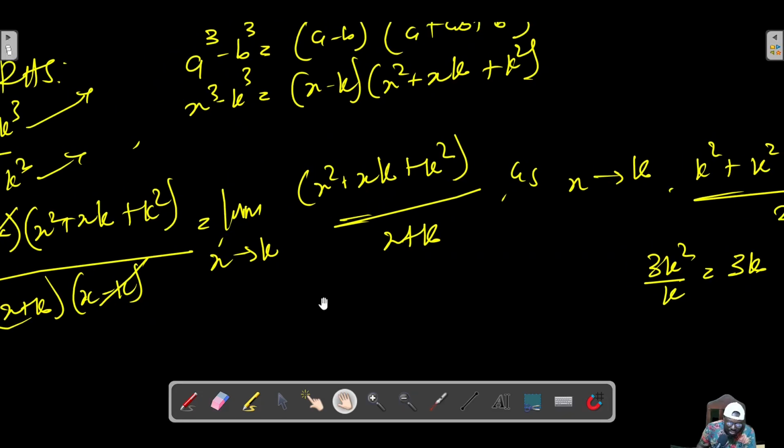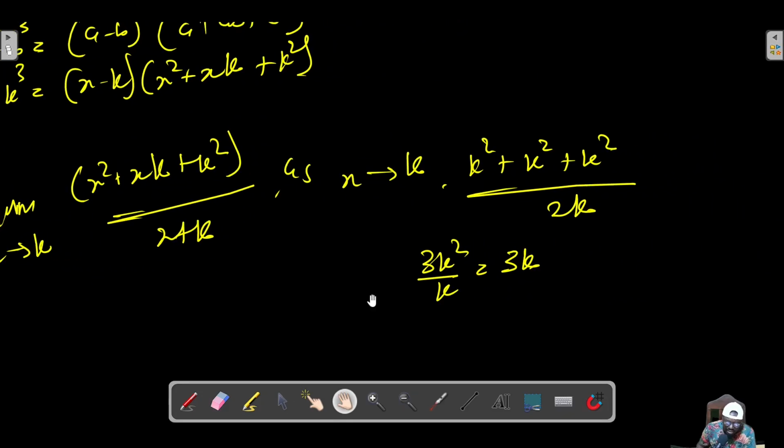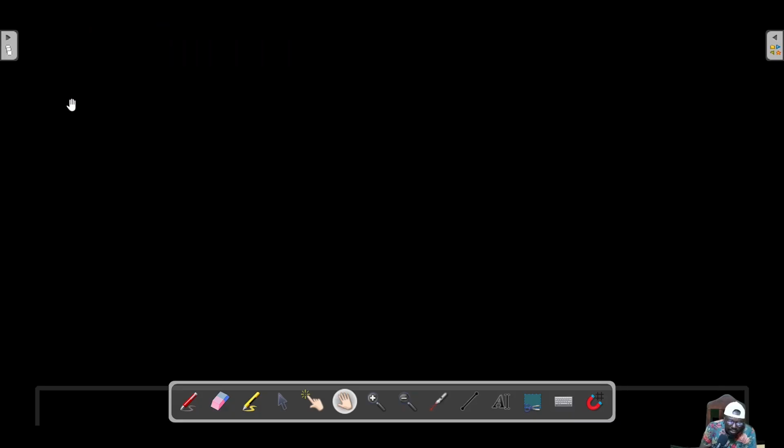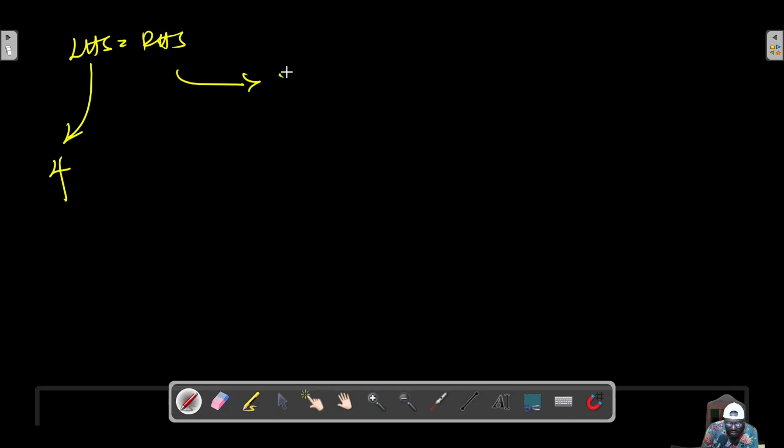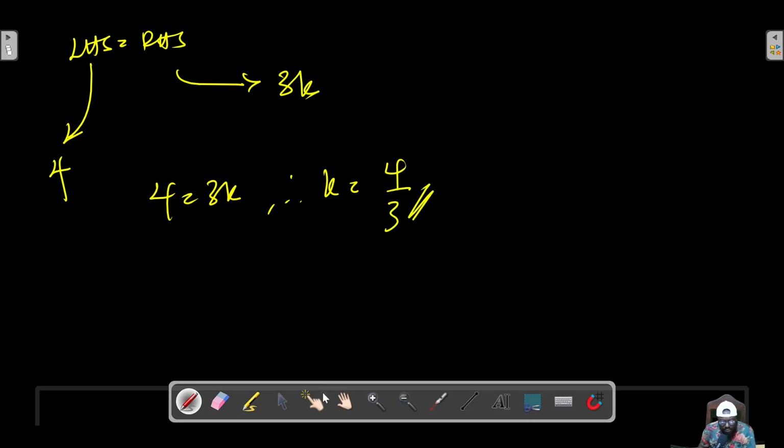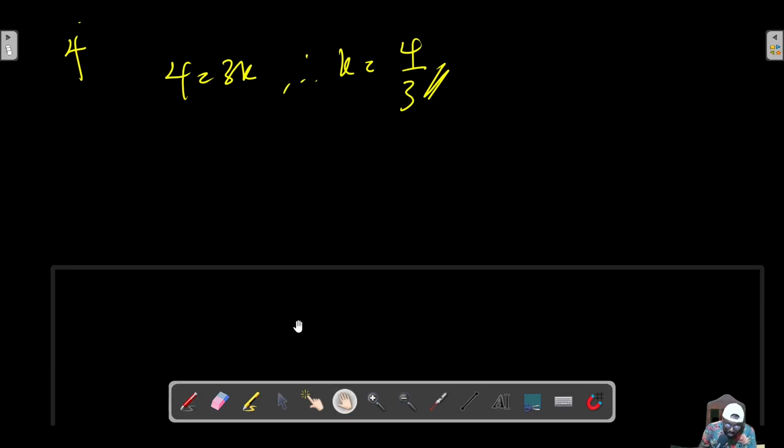Now, we know that the left-hand side limit is equal to the right-hand side. For the left-hand side, we had 4. For the right-hand side, we have 3k. So we equate them. So 4 is equal to 3k, and our k is 4 on 3. This is a nice problem.